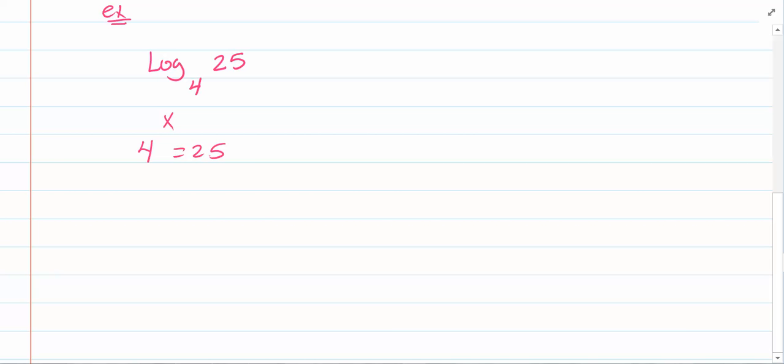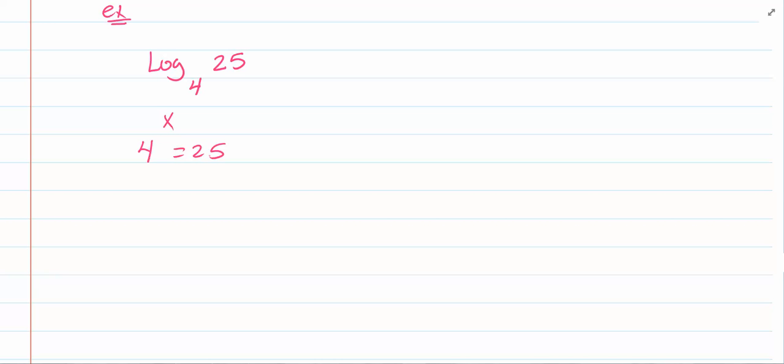So let's think about this. What's 4 to the first? 4. What's 4 squared? 16. What's 4 to the third? 64. So the answer needs to be between what 2 integers? Between 2 and 3. So it has to be closer to 2 than to 3. How come? Because 25 is closer to 16 than it is to 64, right? So we think the answer is somewhere between 2 and 3.